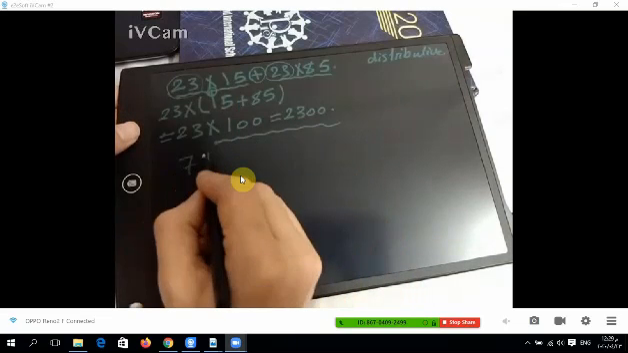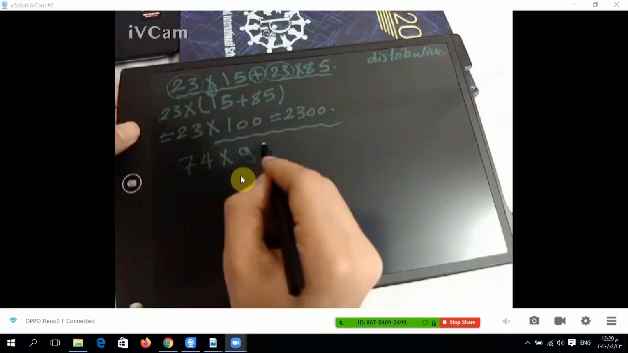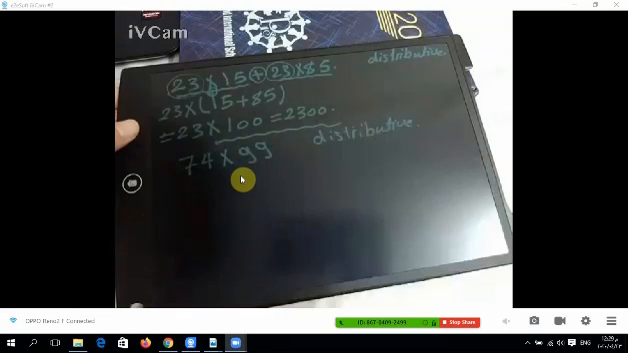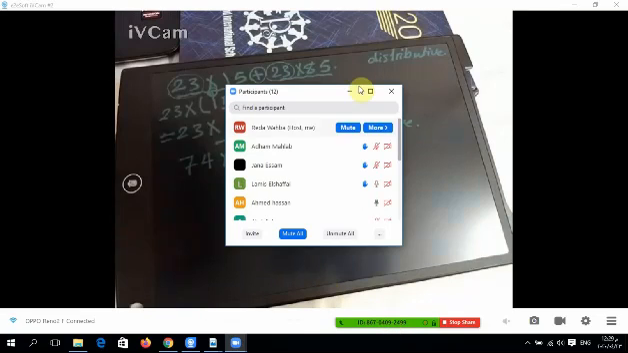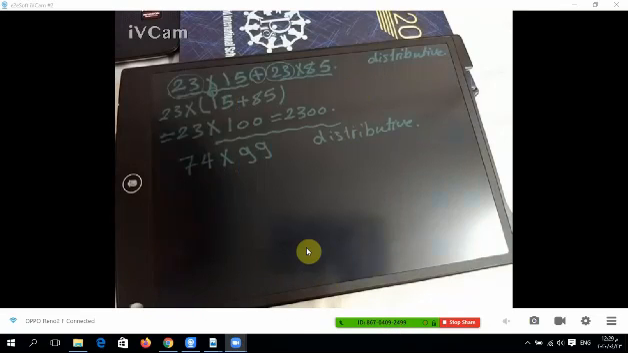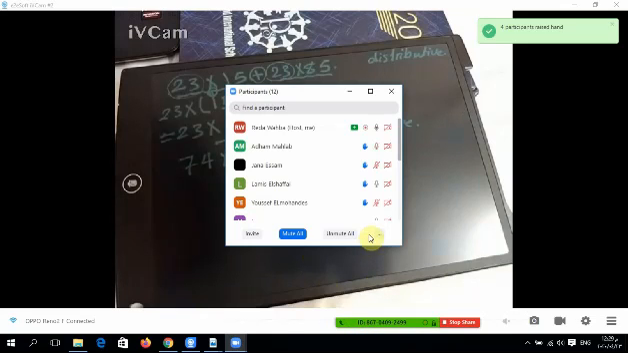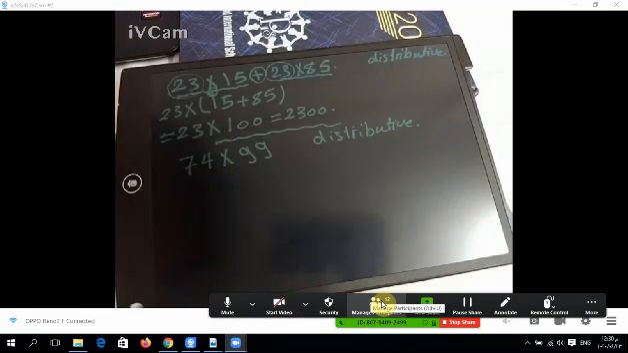74 times 99, and I need to use the distributive property. So how can I use the distributive property when I don't have addition or subtraction? Who can make it? We will make it, yes. What is the nearest whole number to this one? 99. It's 100.